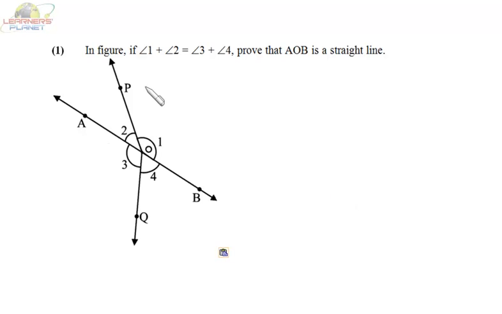Now in this question, we are given that angle 1 plus angle 2 is equal to angle 3 plus angle 4, and we have to prove that AOB is a straight line. That means if it is a straight line, the two angles, angle 1 and angle 2, will be forming a linear pair. So what we have to prove? Angle 1 plus angle 2 is 180 degree. Okay, so if we can prove angle 1 plus angle 2 is 180 degree, that means the line AB will be a straight line. Okay, now how could we do that?